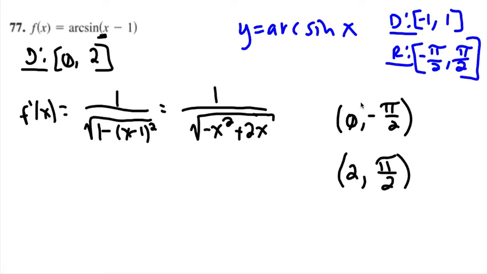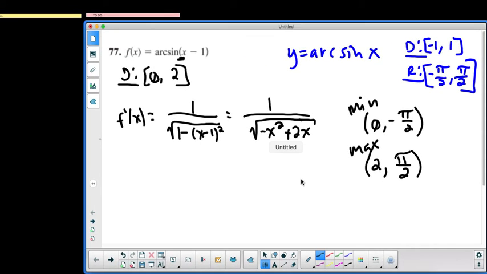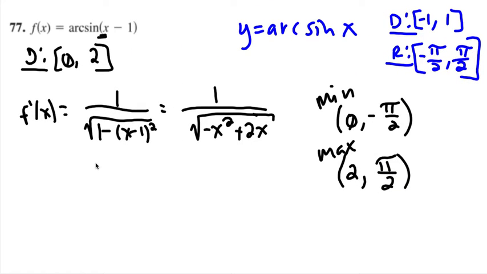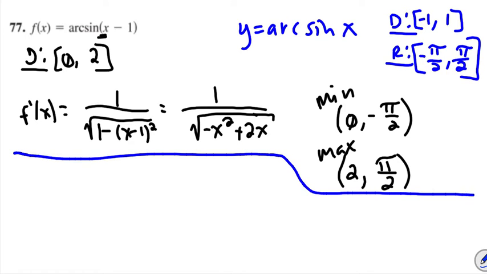Okay, so this is your min, and this is your max, because this is the smallest value, -pi/2, and this is the biggest, pi/2. The other thing we can do is look at the function graphed right here. You can see that the smallest this value is -pi/2 when x is 0, and the biggest it is pi/2 when x is 2. Okay, so let's keep that in mind. Now, for the point of inflection, we will take the second derivative. So that's answering part A.